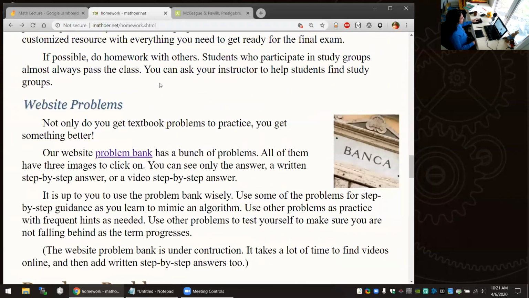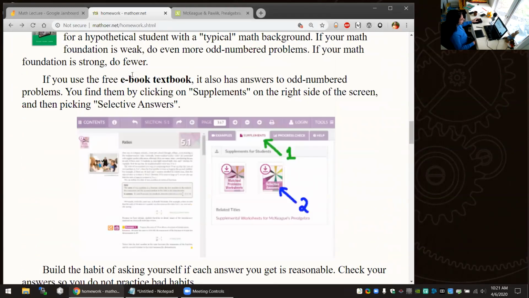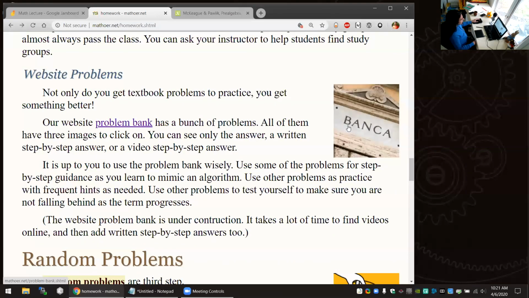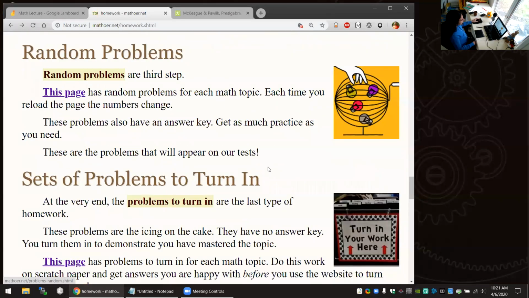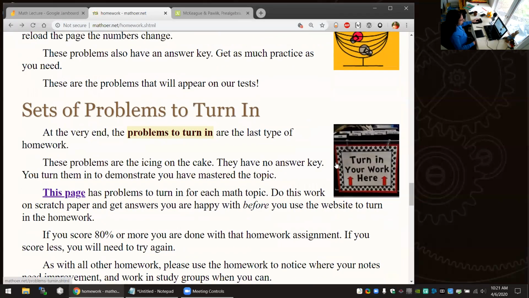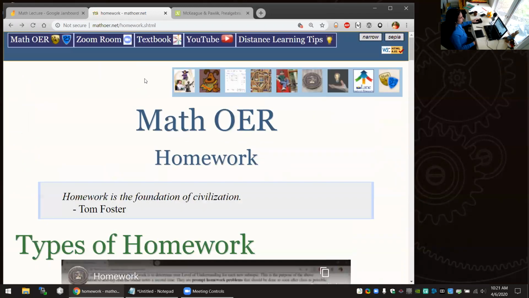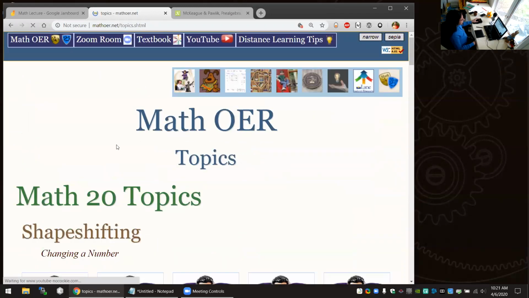Once you've done your textbook problems, you can also check some on the website, but this is under progress. This is something that's not done yet. I'm trying to make a nice resource for you that's not there. Then you have random problems, and finally problems to turn in. So we'll talk about that more at the end. So that's your basic goal. Like any math class, you watch the lecture and do some homework.